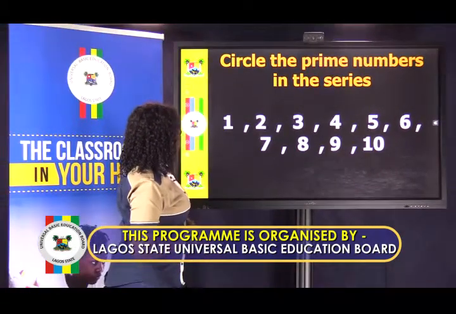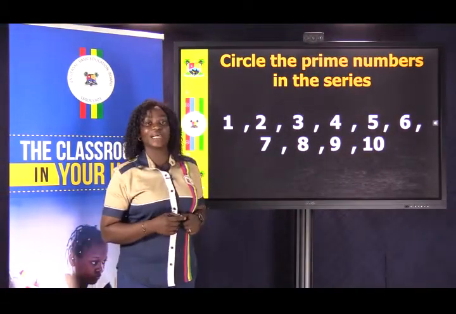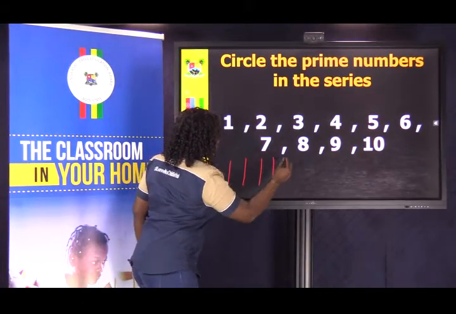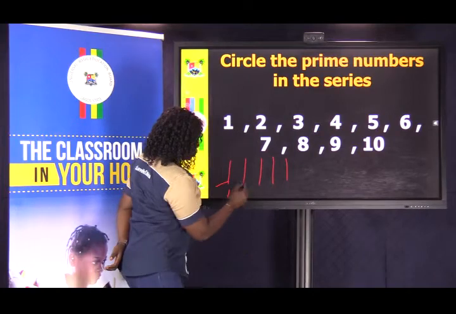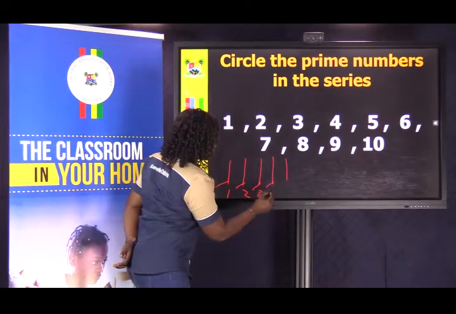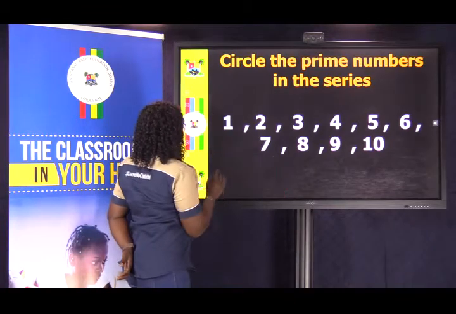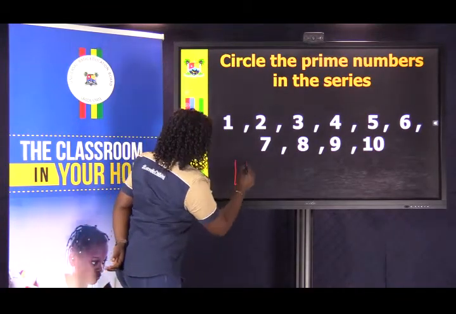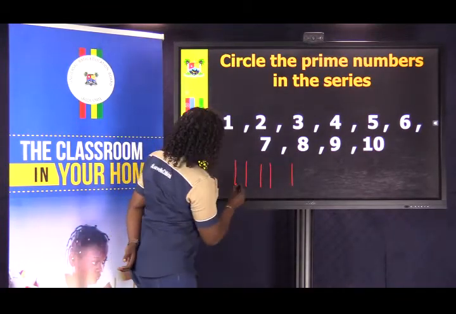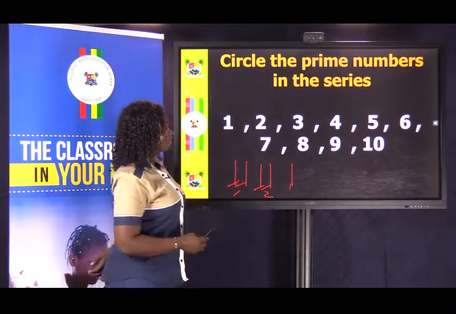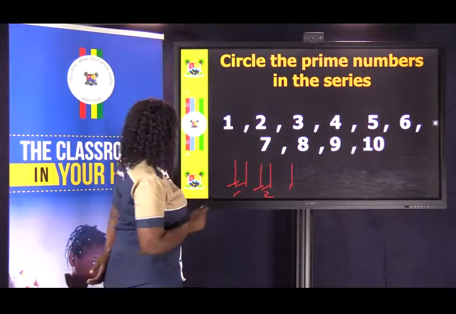So let's see if 4, 3, 2, and 1 can divide 5. 1, 2, 3, 4, 5. That means 1 can divide 5. Let's see 2. 2 cannot divide 5 without leaving a remainder.